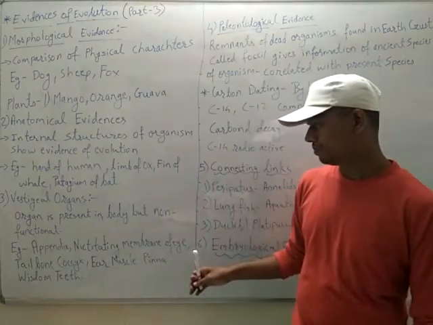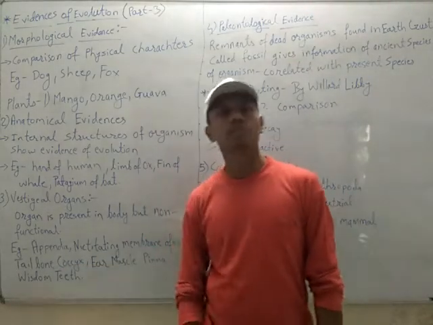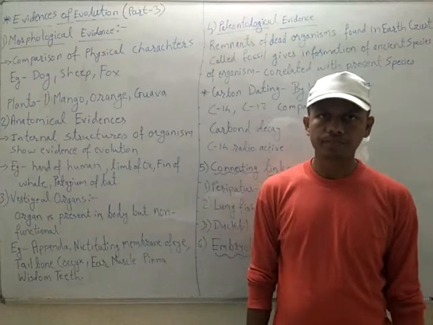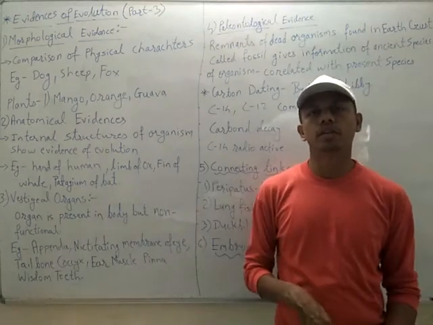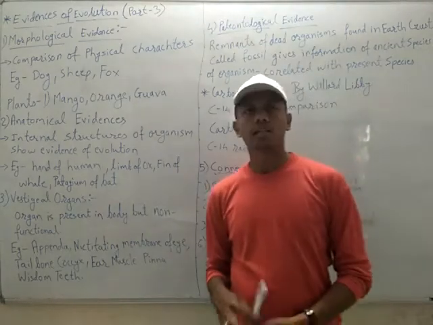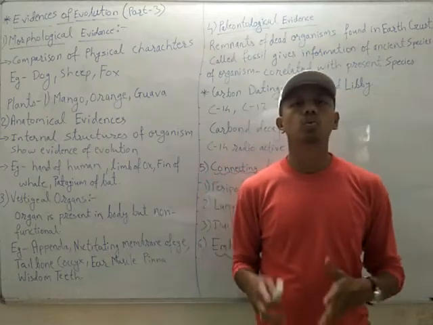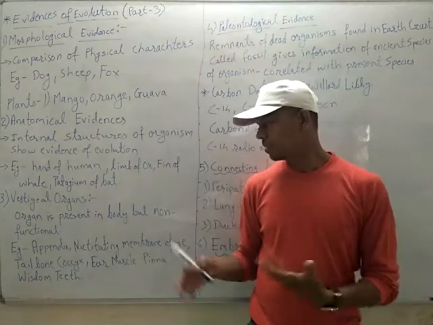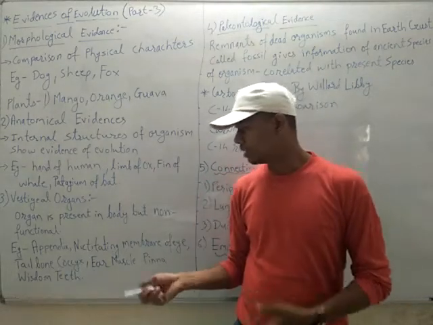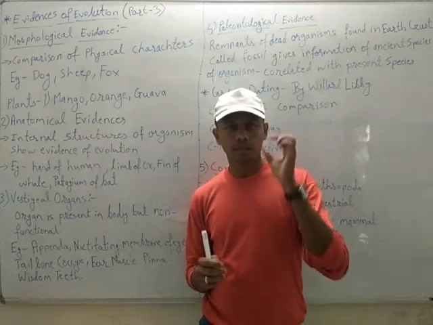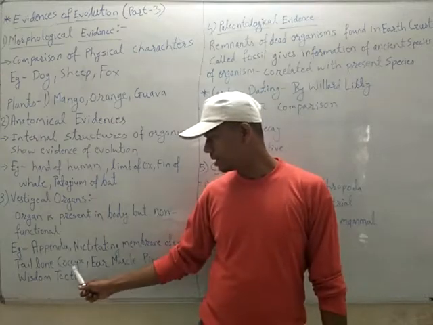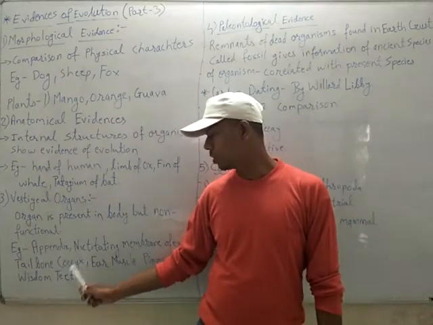Next is the tailbone of the human being. Previously a tail was present in the human being, but as humans started walking on two legs, there was no use of the tail, so it degenerated, but the bone of the tail is still present in the body of human. It is called coccyx.